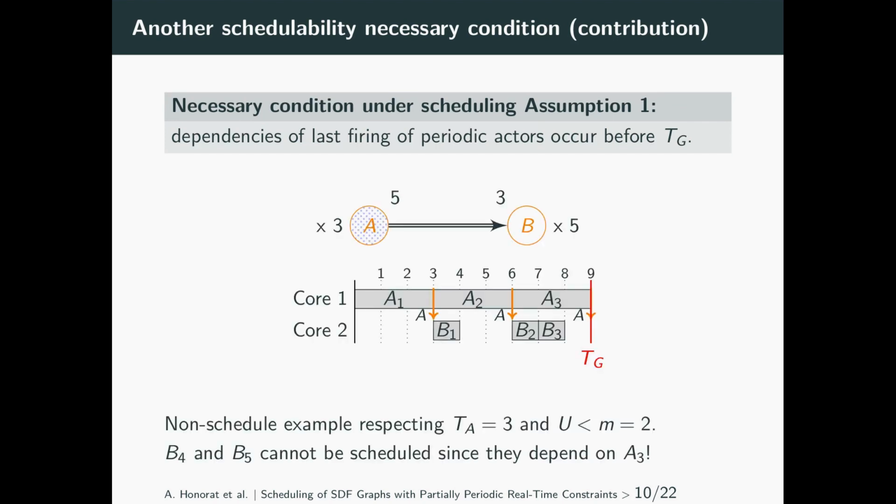On this example, let's consider that the period of A is 3 time units. If so, we cannot execute the 4th and 5th firing of B, which depend on the last firing of the periodic actor A. While the processor utilization factor does not detect a problem on this example, our necessary condition does. Note that symmetrically, this also works for the first firing of any periodic actor and its outgoing dependencies.